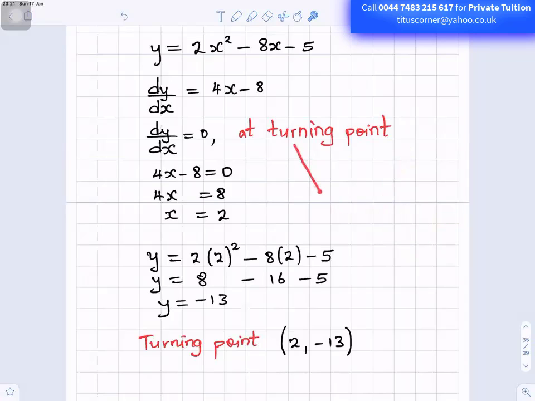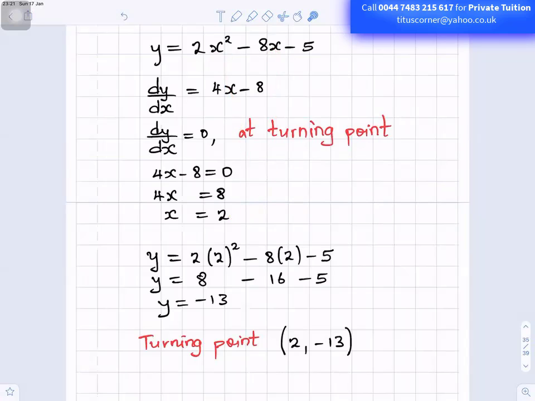It's coming down with negative gradient. It stops and it starts going up. So it's negative gradient, then positive gradient. At this point, the gradient is equal to 0 because that's where the turning point is. So solving dy over dx equals 0, that means 4x minus 8 equals 0. That would give 4x equals 8 and x equals 2. When we know x is 2 for the turning point, we want to find y. We substitute the 2 back where we have the x.